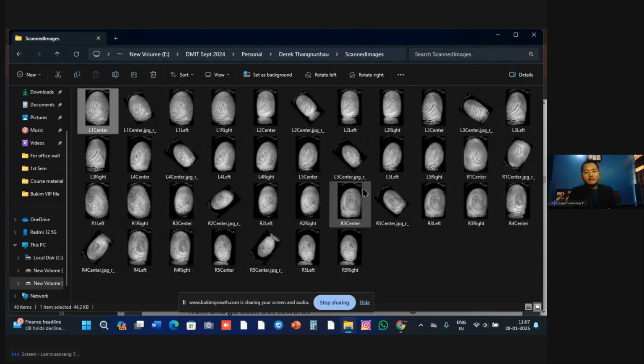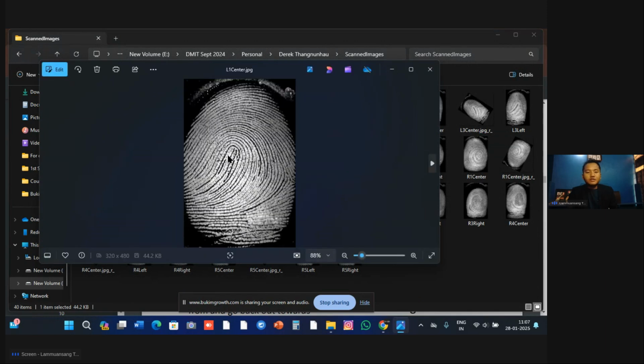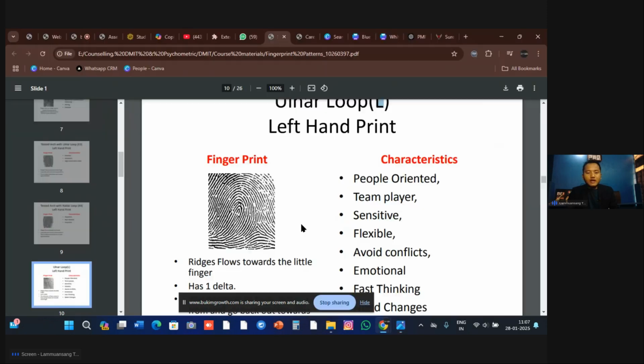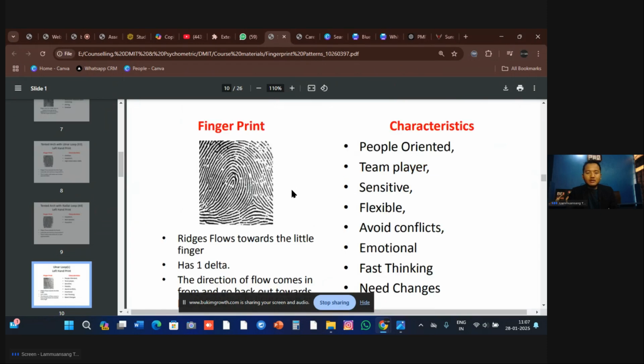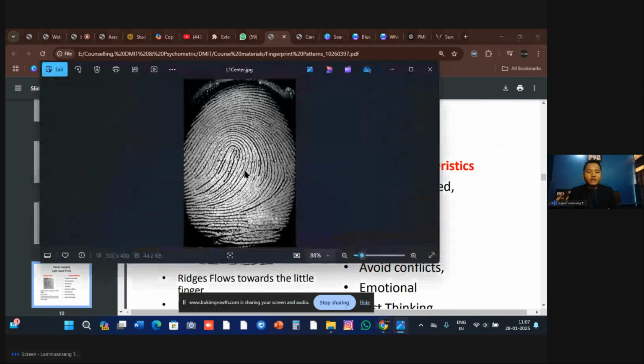These are my client's fingers. This is exactly the same as L, right? Are you able to catch up with me? See the fingerprint pattern, this and this are the same. And this is L1. L1 is always the left thumb. Okay, L1, L2, L3, L4, L5. L5 is always the little finger. L1 is always the thumb.